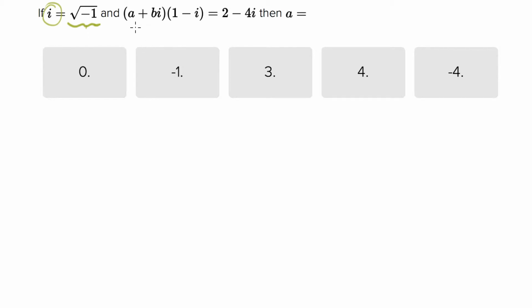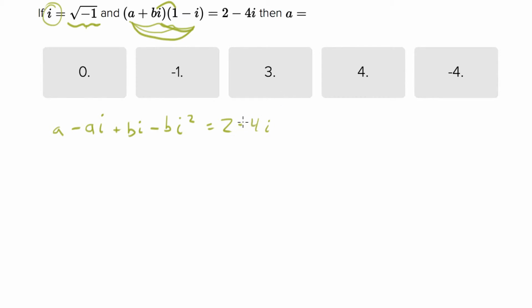And what we're going to do is first we're going to take the left side of this and we're going to FOIL it. So let's do the first, right? So a times 1 is a. Outside, a times -i is minus ai. Inside is 1 times bi, which is bi. And last, which is bi times -i, which will be minus bi squared. All right, so we just FOILed the left side of that. It equals the right side of the equation, which is 2 minus 4i.